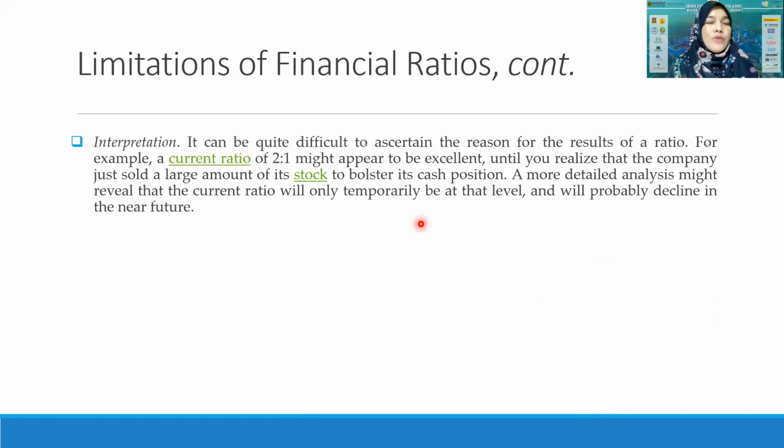Okay, how do we interpret the ratio? It can be quite difficult to ascertain the reason for the result of the ratio. For example, a ratio of 2.1 might appear to be excellent until you realize that the company just sold a large amount of stock to bolster its cash position. There are cases whereby the company suddenly sells off all the inventory, so definitely it will show a good liquidity position because the amount of money in the company is a lot.